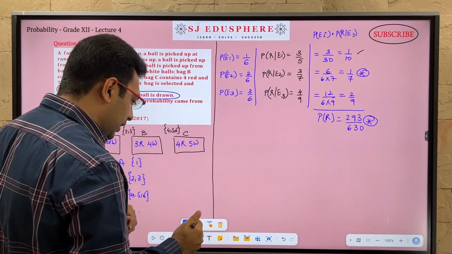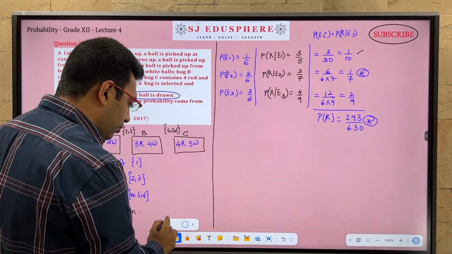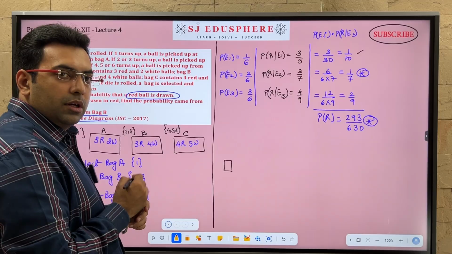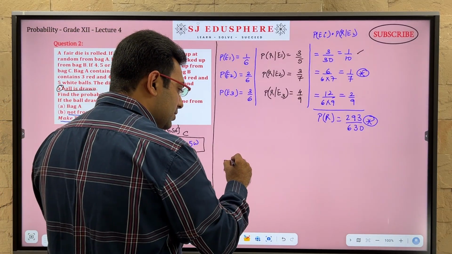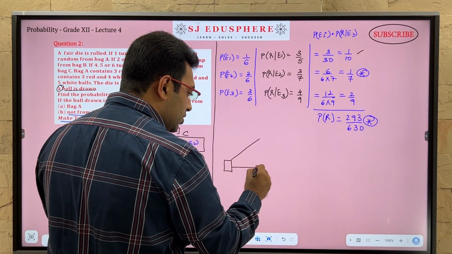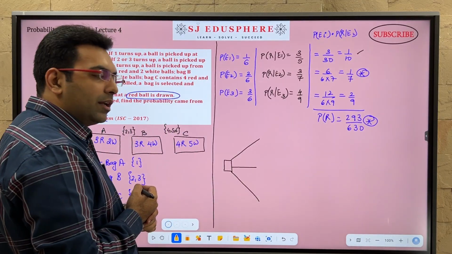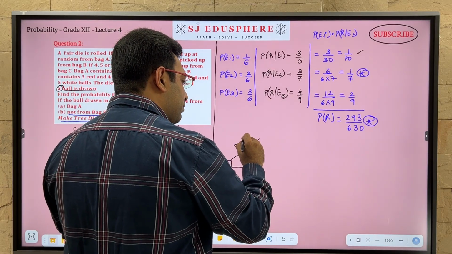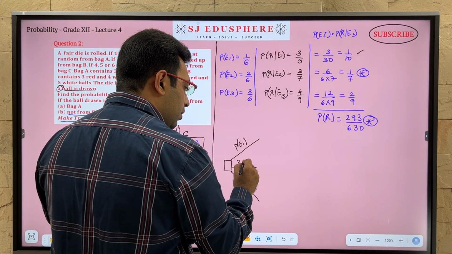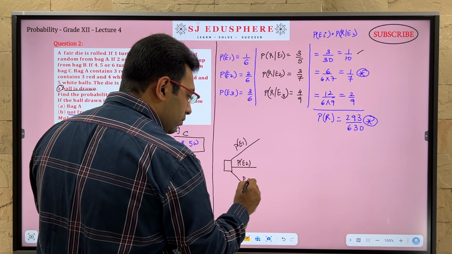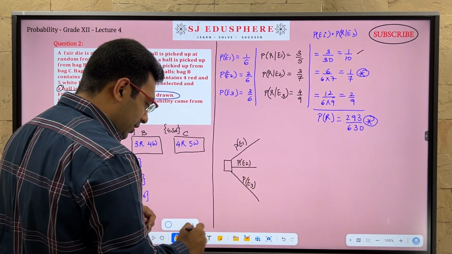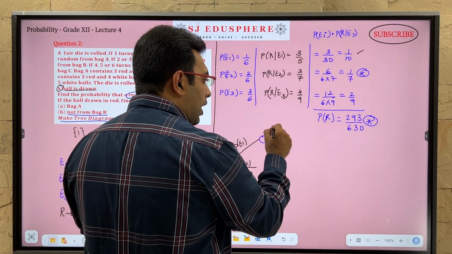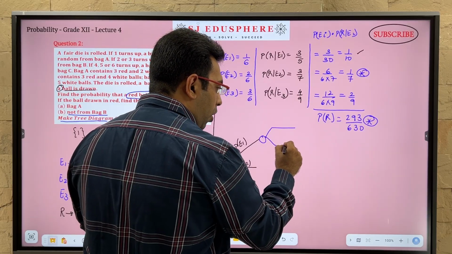and R given E3. So whenever you have to make a tree diagram, first you will have your decision box. Then since there are 3 events, you will have 3 branches which will come out, namely E1, E2, E3. So here I will have my probability of E1, probability of E2, probability of E3. Then you have a chance node which is giving you either you get a red or you get a non-red.